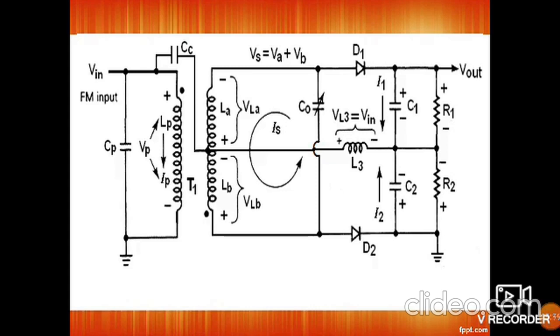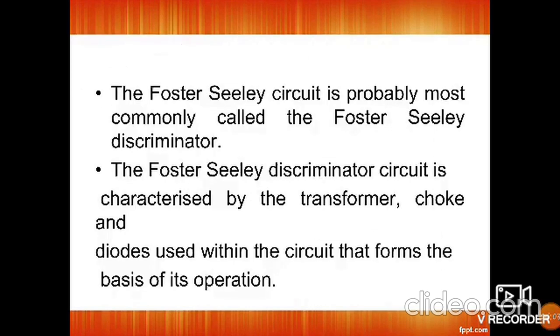So when this voltage V1 appears across the RFC, that is the center-tapped secondary, which is also grounded, the secondary voltage is V2, and it is equally divided into the upper half and lower half of the coil. The center-tapped line divides the secondary part into upper half and lower half, and both voltage levels are the same. The Foster-Seeley circuit is most commonly known as the Foster-Seeley discriminator. This discriminator circuit is characterized by a transformer, choke and diodes.